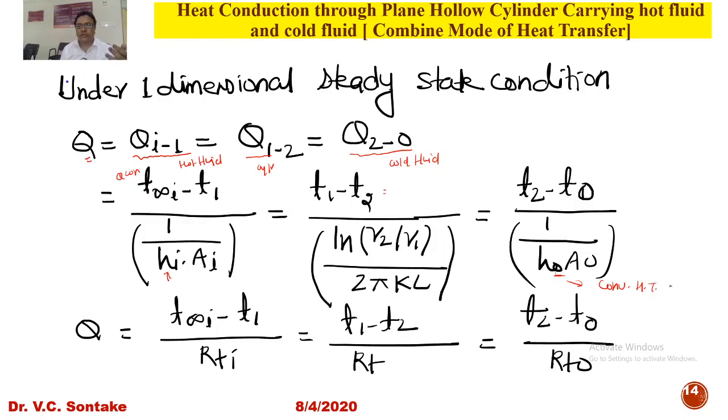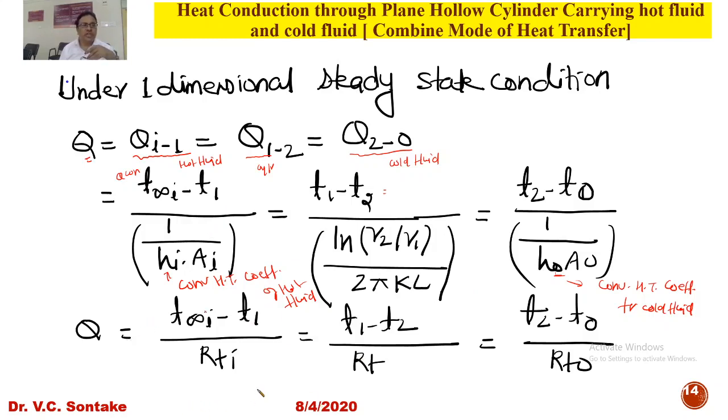Convective heat transfer coefficient for cold fluid, and this will be convective heat transfer coefficient of hot fluid. So it can be further represented in terms of thermal resistances.